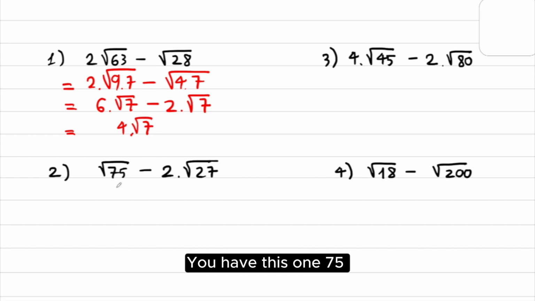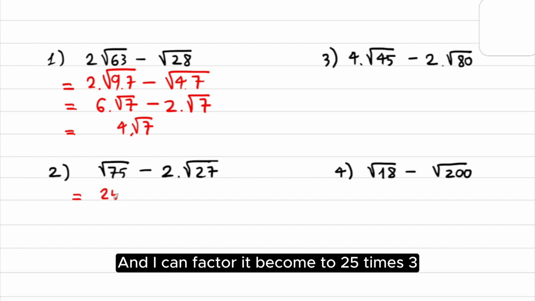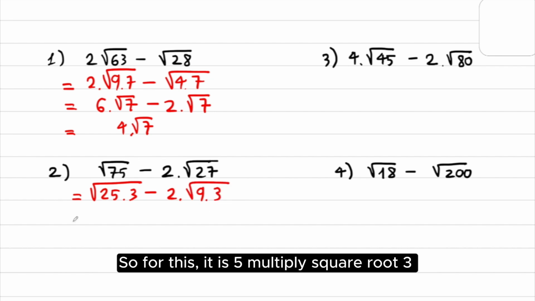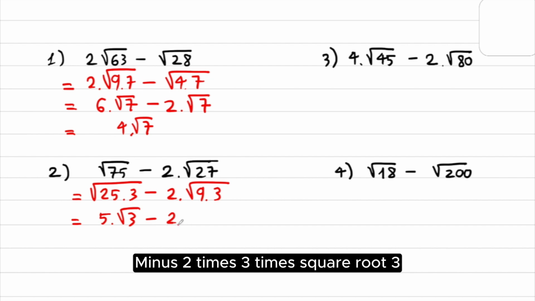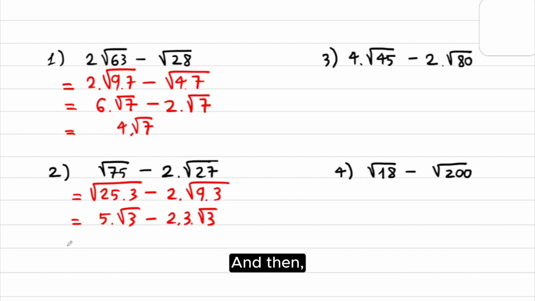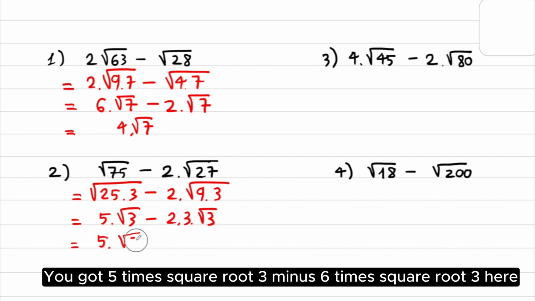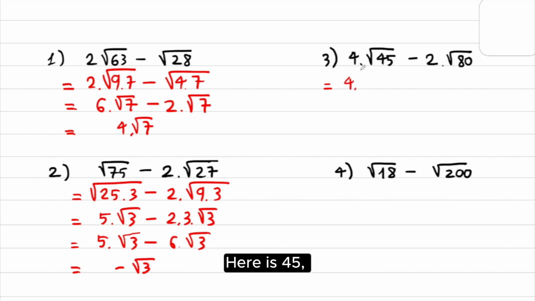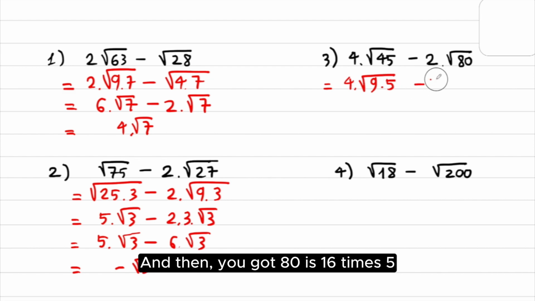Question 2, you have this one 75, and I can factor it to 25 times 3, and the other one, 27, means 9 times 3. So for this it is 5 multiply square root 3 minus 2 times 3 times square root 3, and then you get 5 times square root 3 minus 6 times square root 3 here, and then you get minus square root 3. The same thing for this one here: for 45, you can factor it to 9 times 5, and then 80 is 16 times 5.